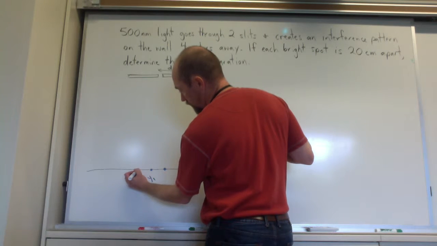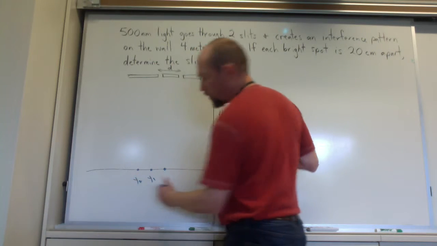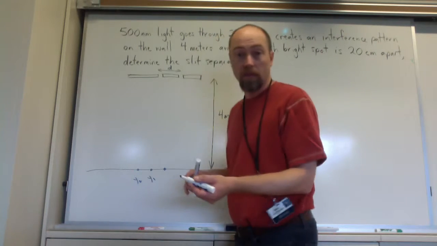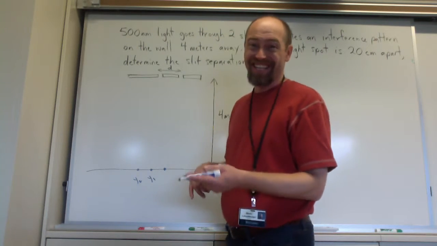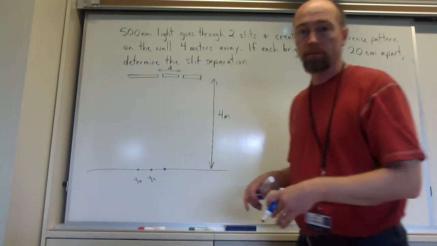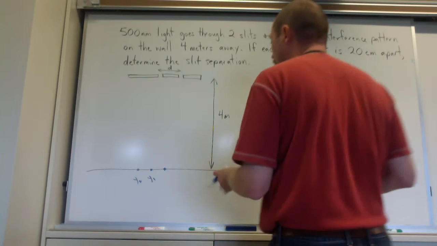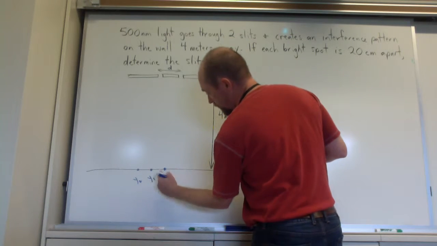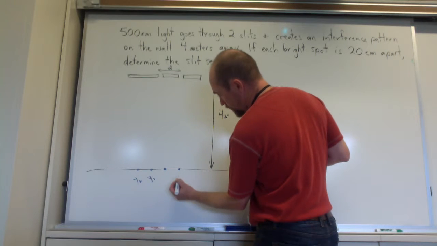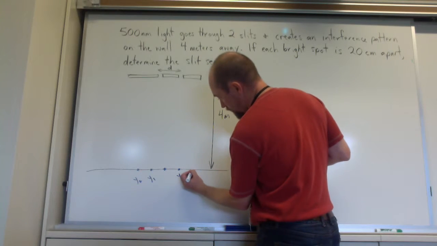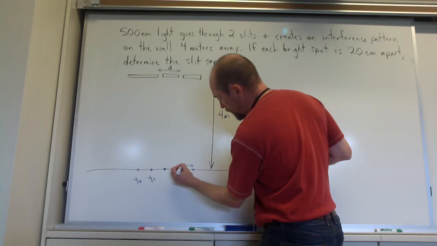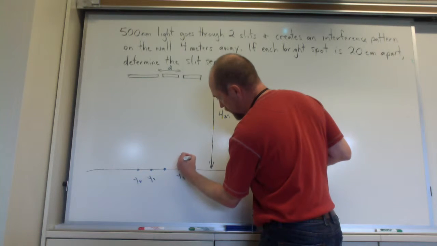And then y2 and so on. Let's say, for example, I'm going to go to y2. It doesn't really matter. And then same thing on the other side. This is my 0th maximum, first maximum, second maximum, first maximum, y1, second maximum, where the distance from here to here is 20 centimeters.